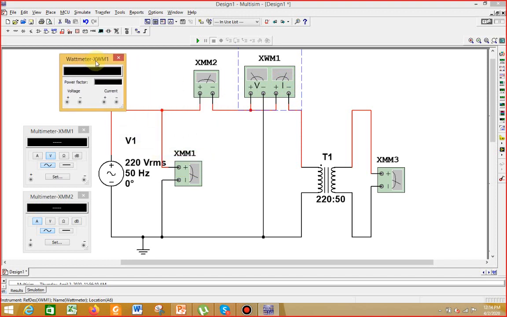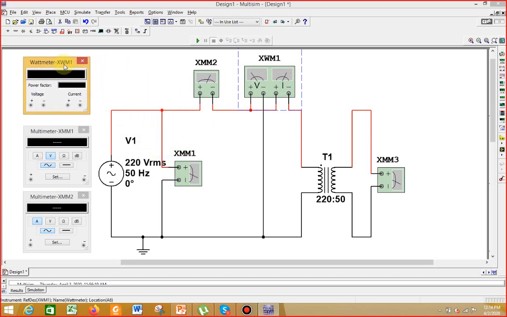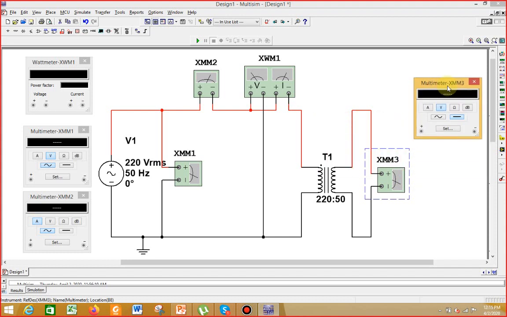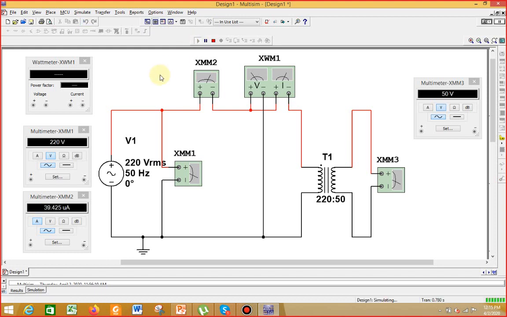For the wattmeter, there are no configurations. It will automatically sense your signal and give you your power. And then the multimeter on the secondary side, we also need to configure it to volts and AC. So our circuit is complete now. Just click on play or run and the circuit will be simulated.